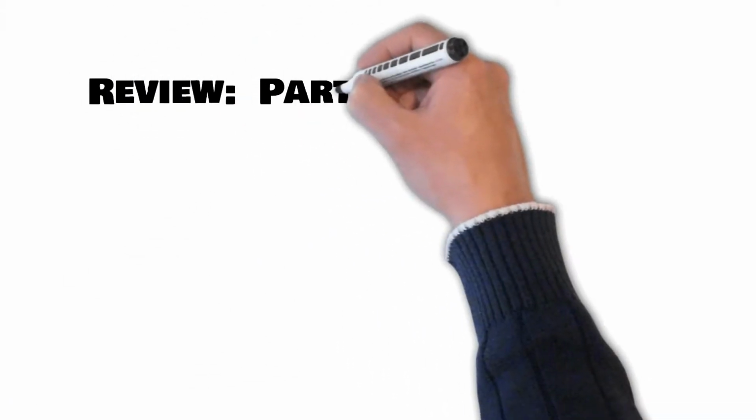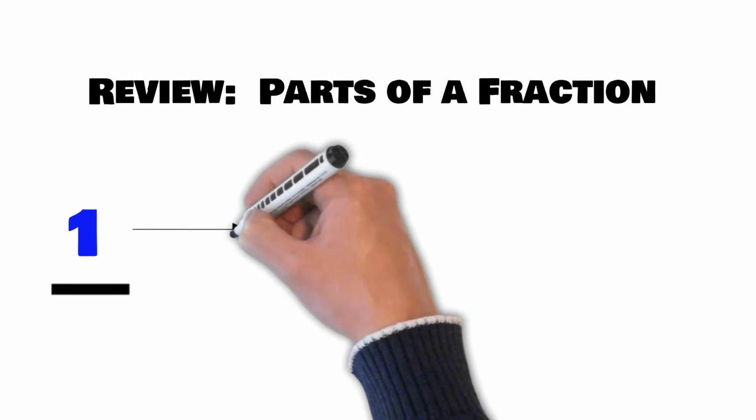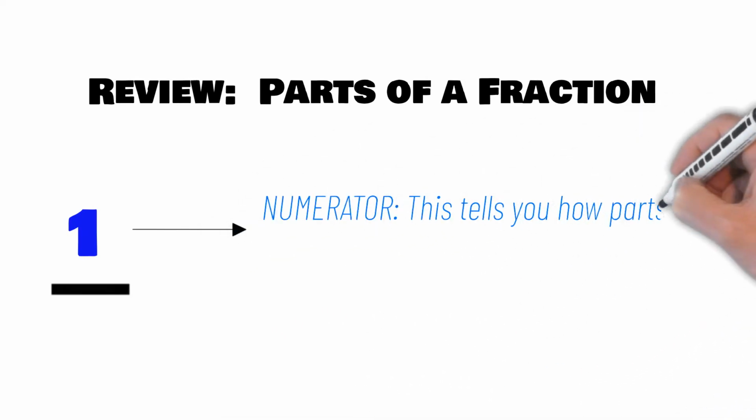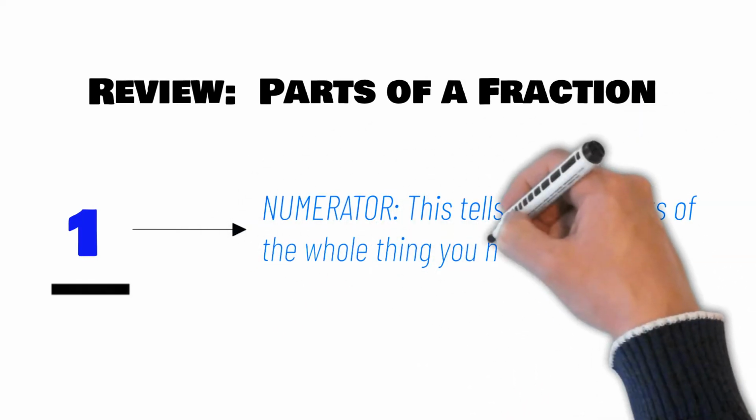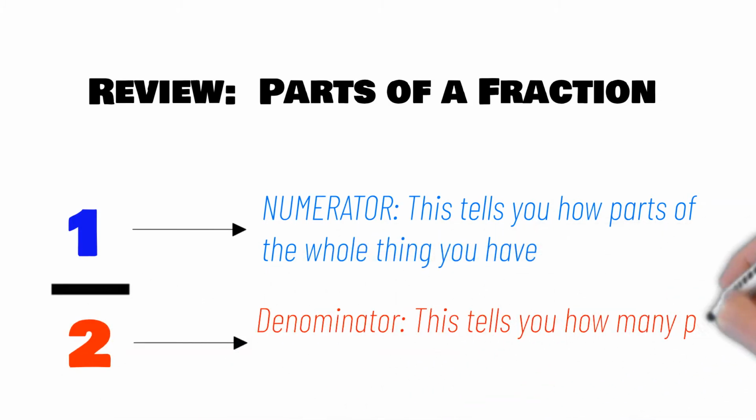Let's review the parts of a fraction. On top you will find the numerator. This tells you how many parts of the whole thing you have. Below that is the denominator. This tells you how many parts the whole is broken into.